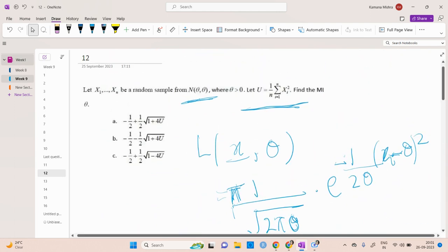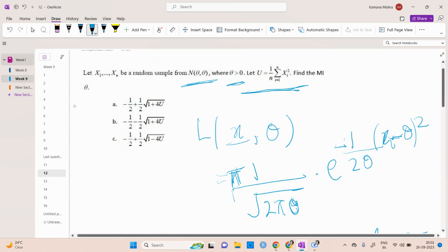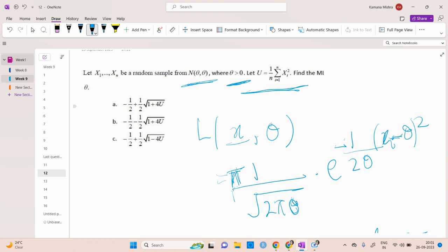Now we need to check the condition on theta. So theta is greater than 0. So if it will be this part, this is not possible, right? So 1 plus 4u is inside, it's good, but this is positive. All these things will be a negative value. So that means theta is a negative value. So this is not possible. So A will be the answer.